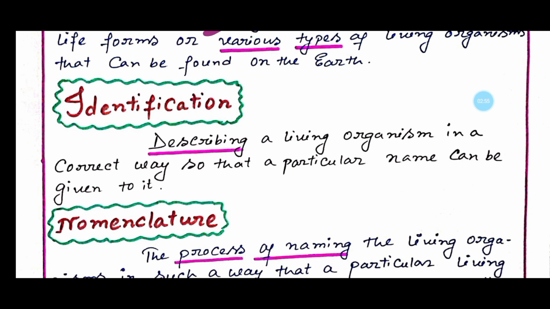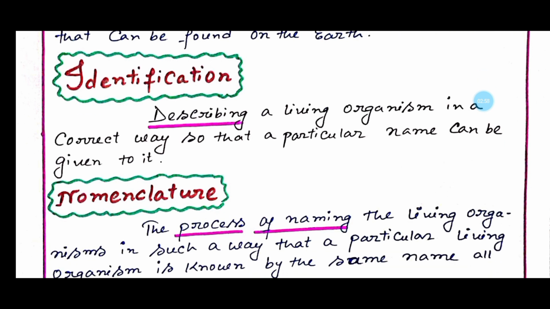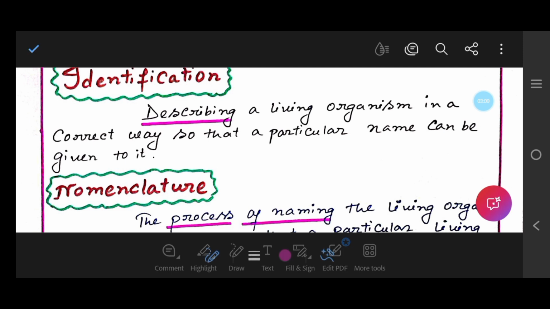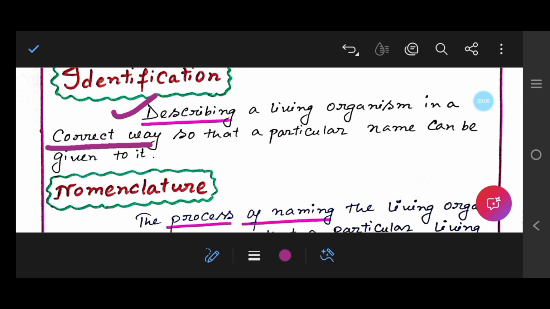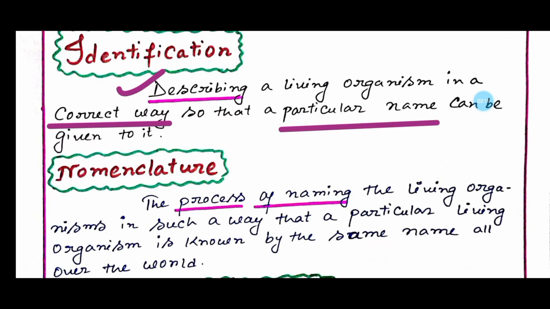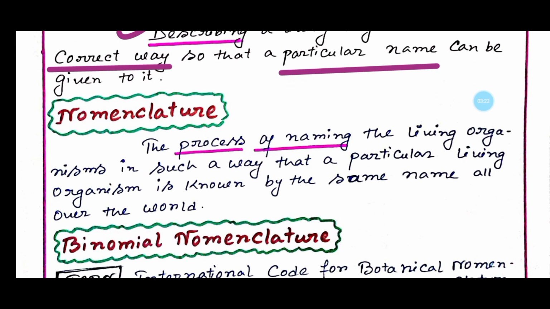So what is identification? Now identification is describing a living organism in a correct way so that a particular name can be given to it. Now, what is nomenclature? Nomenclature is the process of naming the living organism.